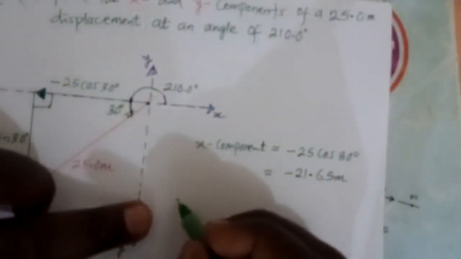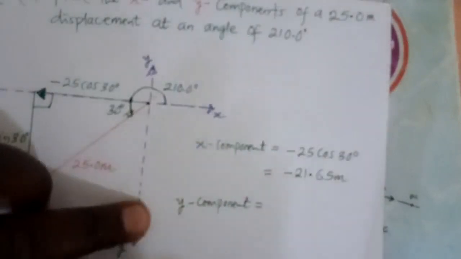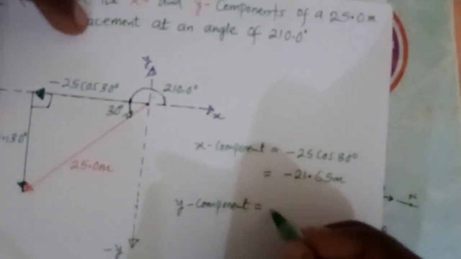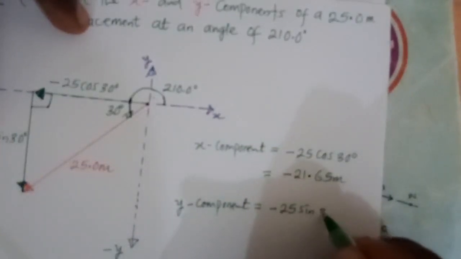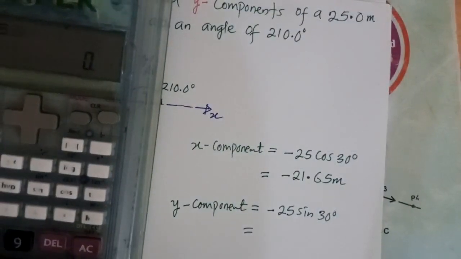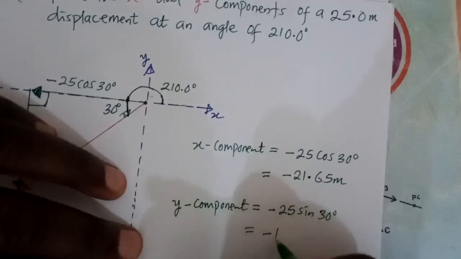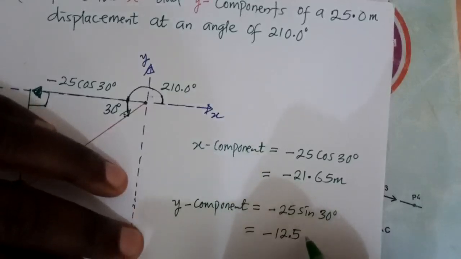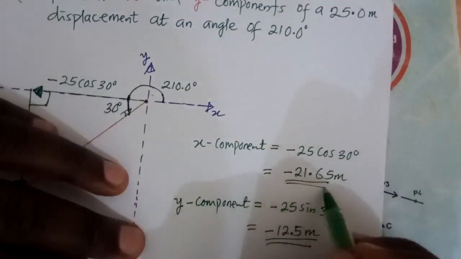To get the y component, we say y component equals, then we take this one, this is our negative 25 sine 30 degrees. Okay, sine 30 degrees, we say negative 25 sine 30 degrees. This will give us negative 12.5. So we have negative 12.5 in meters. So this is our y component, this is our x component.